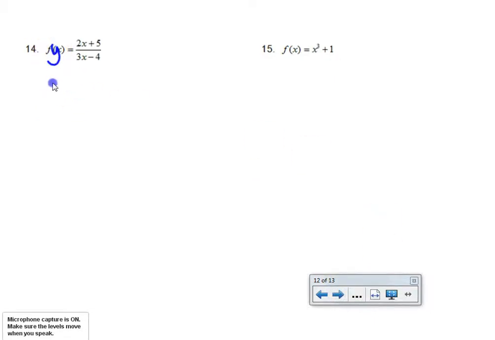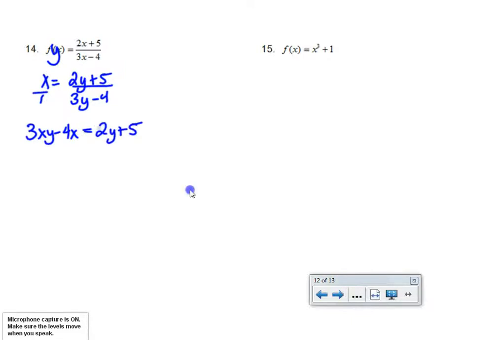Alright, this one's going to take a little bit of work. So we're going to switch the x and y. And this one's going to cause problems for me because now I'm going to have 2 y's in the problem. I'll show you a technique for combining like terms. We're going to cross multiply and get 3xy minus 4x. Actually, yeah, that's fine. And then we're going to cross multiply 2y plus 5 times 1 is 2y plus 5.